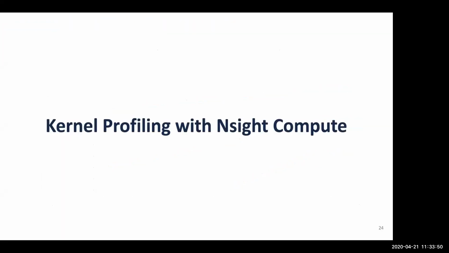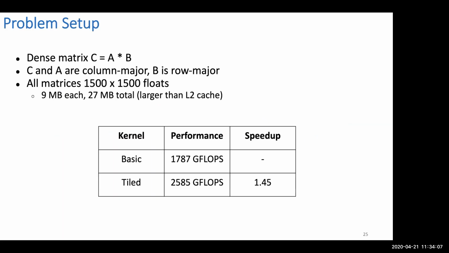So now that I've talked a little bit about how to get performance measurements at a high level, we can look at how to drill down and understand why the performance of the kernel is what it is. The tool that we really want to use to do this is Nsight Compute. And so, sorry, this is the summary of the problem that we're looking at.